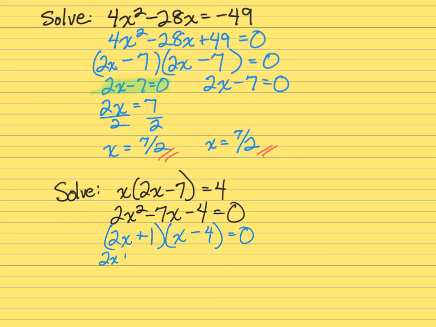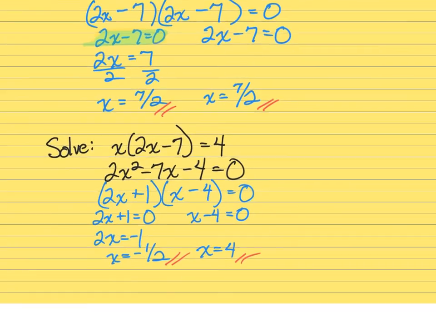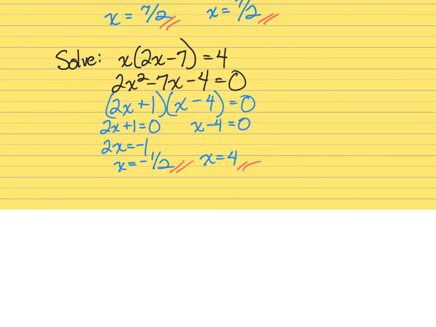Now it's factored. You set each factor equal to 0. And you solve, right? So this is going to be 2x equals minus 1. x equals minus 1 half. And this will be simply x equals 4. So there's our two solutions. All right. So that's how you solve these things by factoring. Quadratics, that's how we solve them. We've got to solve them by factoring.